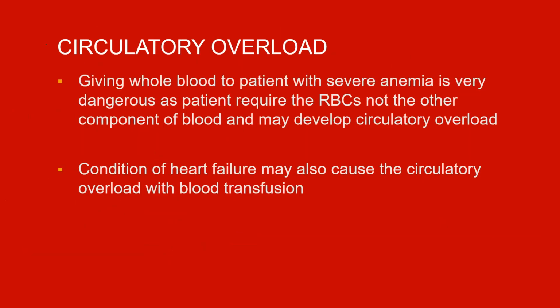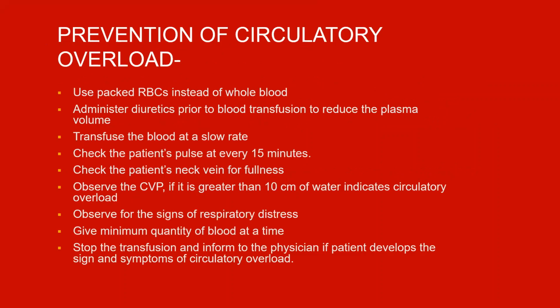Next is circulatory overload. Giving whole blood to a patient instead of RCCs, as in an anemic patient, causes circulatory overload. Heart failure may also cause circulatory overload with blood transfusion. To prevent circulatory overload, use packed RBCs instead of whole blood, administer diuretics prior to blood transfusion, and transfuse the blood at a slow rate.